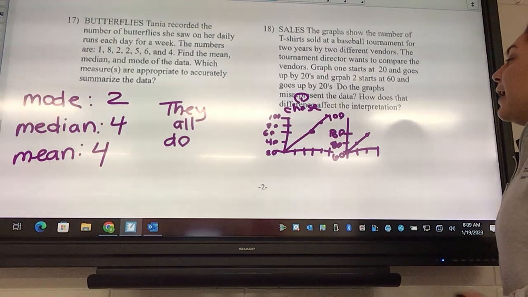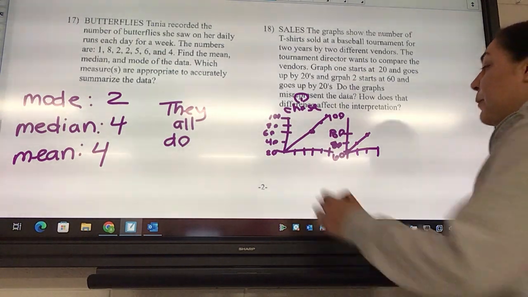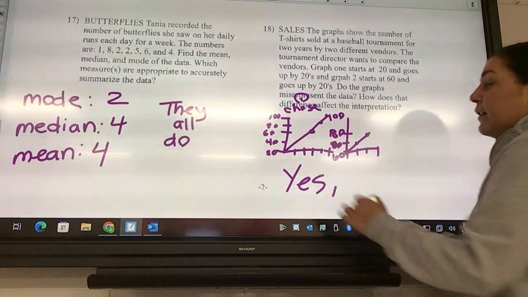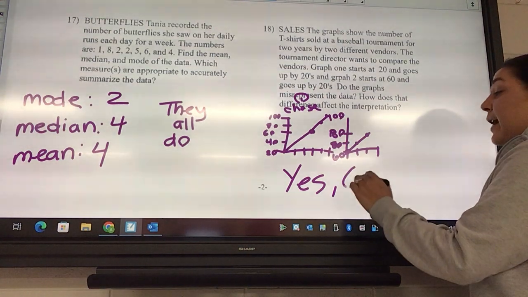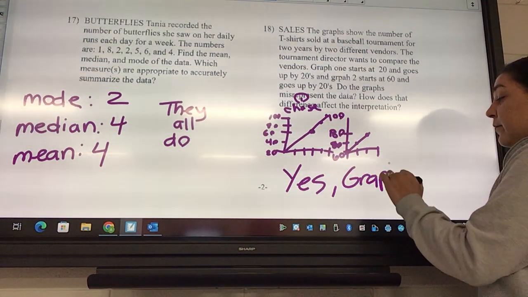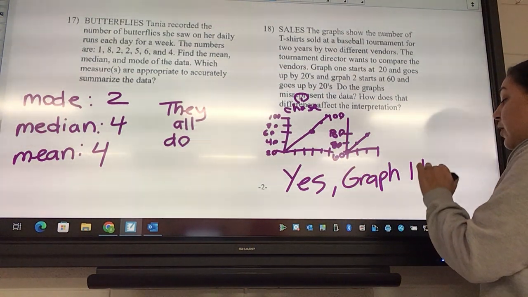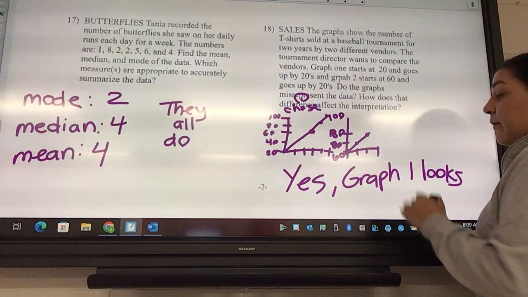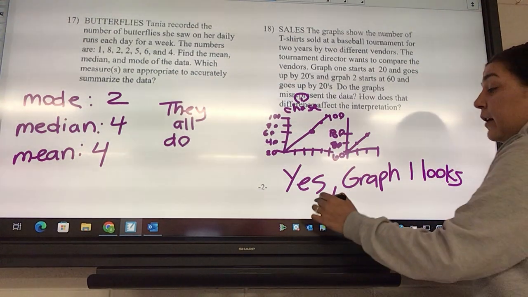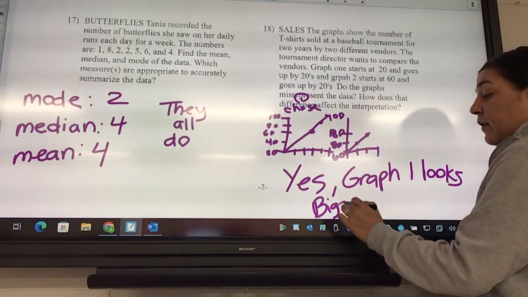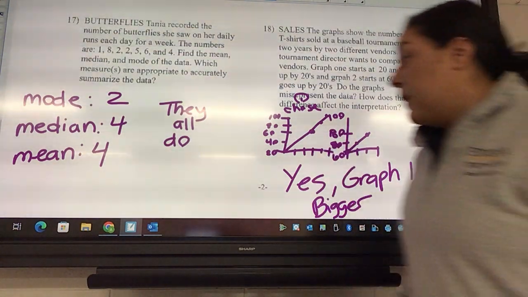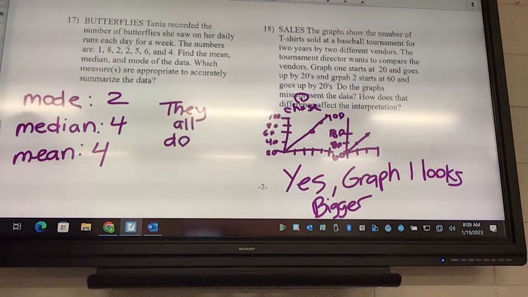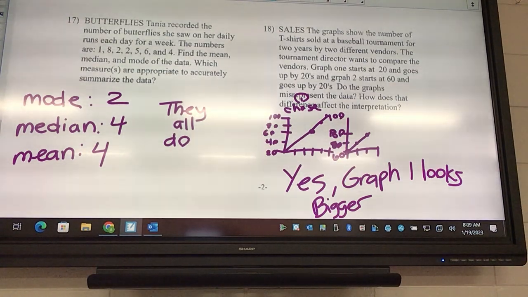Okay, so do the graphs misrepresent the data? Yes, okay? And we're gonna say graph 1 looks what? Bigger, okay? So the smaller the graph starts out, the bigger the graph is gonna look, okay?